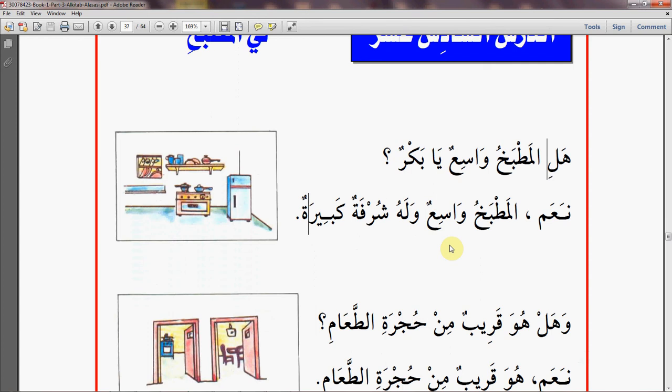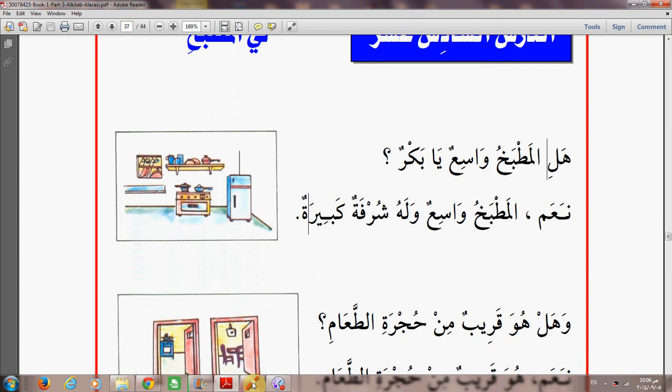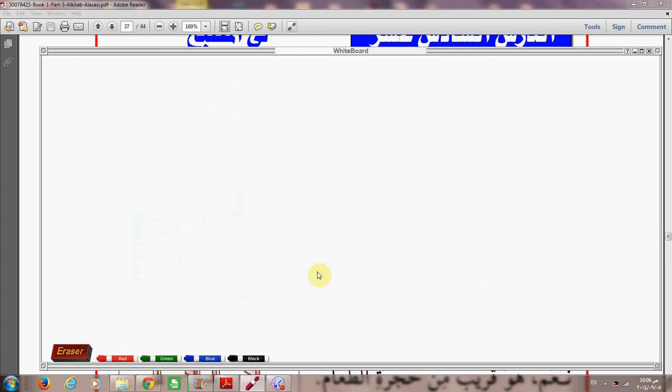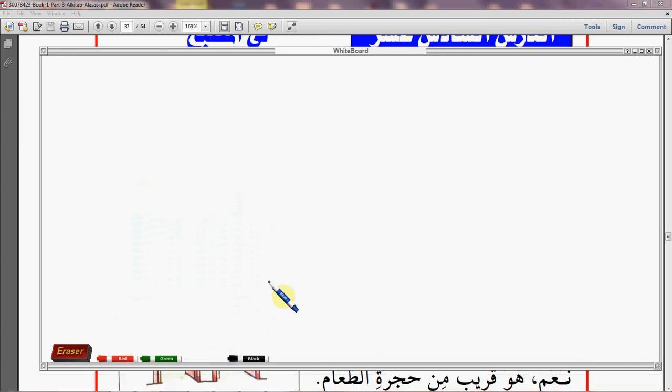Not واسع, ضيق. How to write ضيق? This is how to write the word ضيق. Again, it's the opposite of واسع, and it describes a thing that is narrow. You can say الشارع ضيق. المطبخ ضيق. This is the opposite of واسع.